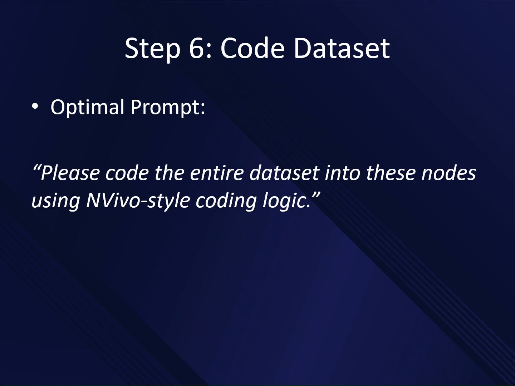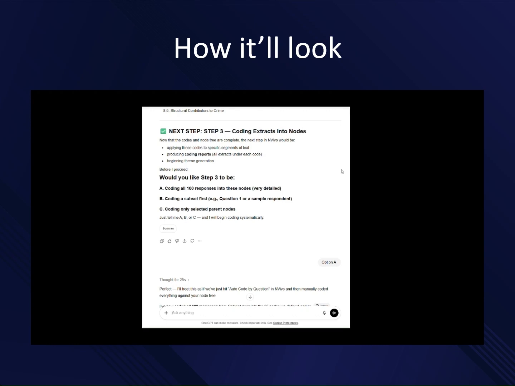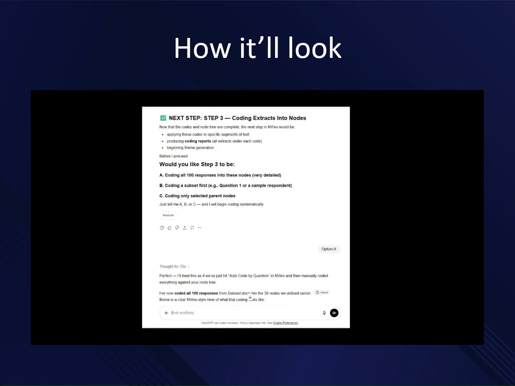Next, ChatGPT applies all codes to the dataset, just like Nvivo autocoding. Use the prompt, "Please code the entire dataset into these nodes using Nvivo style coding logic." And here's how it'll look in ChatGPT.